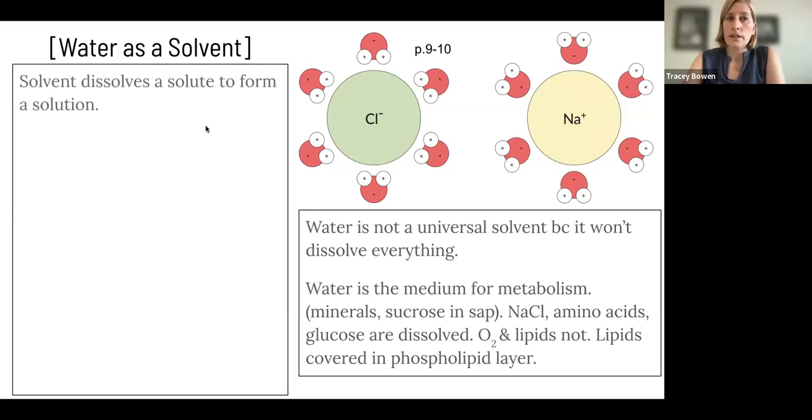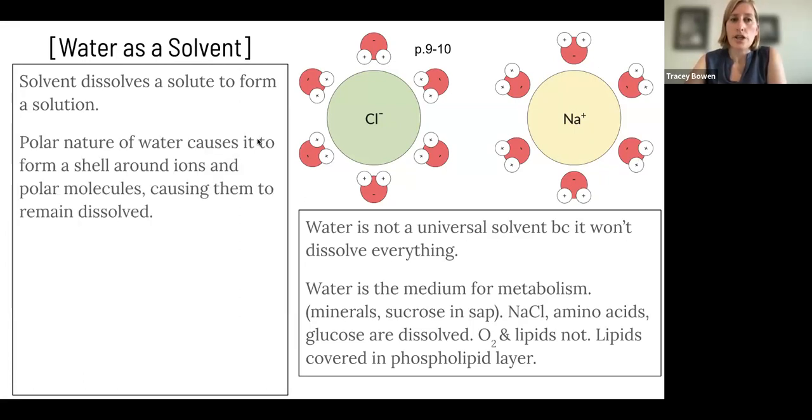So a solvent is going to dissolve a solute to form a solution. In this case here, you can see the water molecules surrounding two different ions, sodium and chlorine. Sodium chloride is going to be the solute, and water is going to be the solvent. The molecule separates into its respective ions, and then the water molecules surround it, creating a shell of water molecules around each ion. And that's going to cause them to remain dissolved.